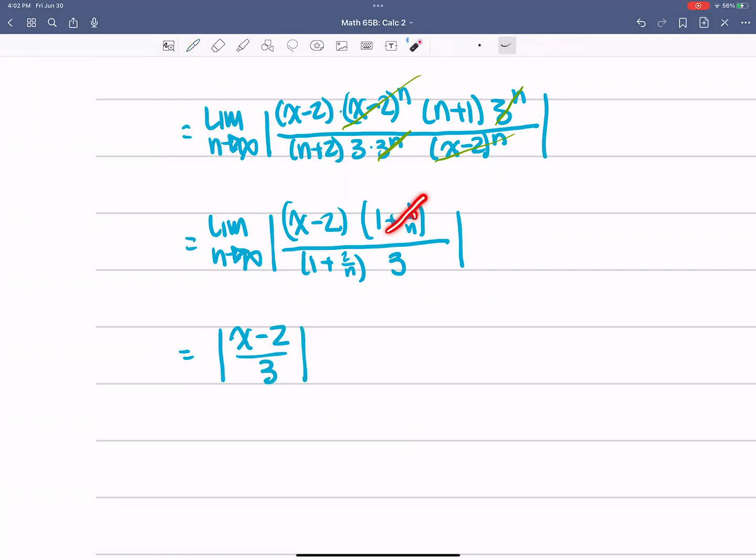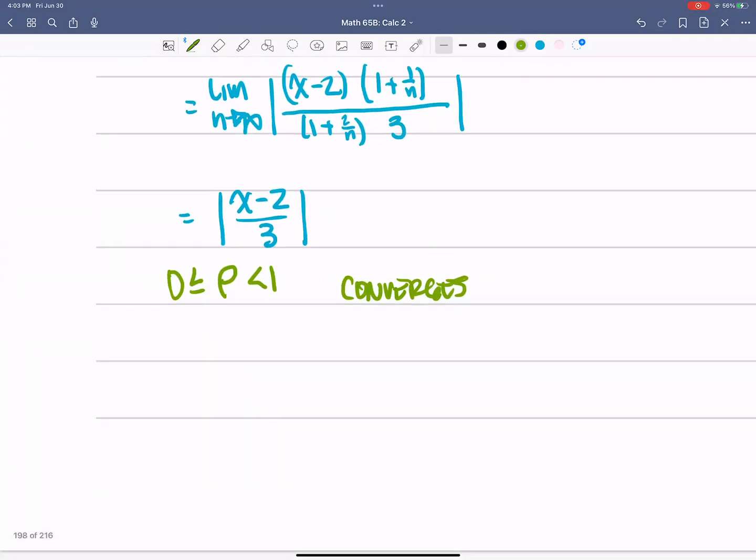Because as this goes to 0, we can multiply this in here. As this goes to 0, we can multiply this in here. So that's what we have left over. And now, if you remember correctly, we have rho. So 0 less than or equal to rho less than 1 converges. So we're going to let rho equal this right here and see what we end up getting. So absolute value of x minus 2 over 3. Any absolute value is going to be larger than 0, so we could kind of ignore this side.